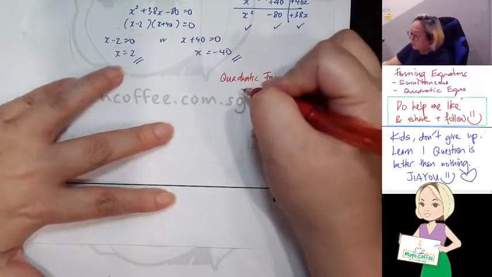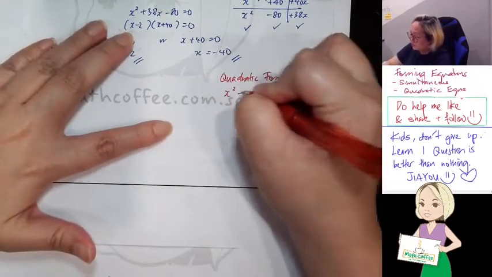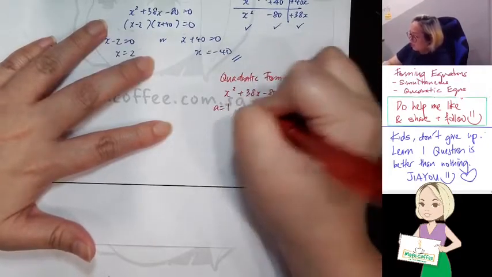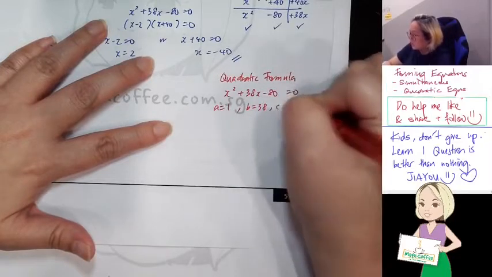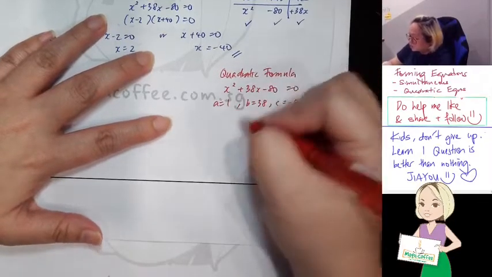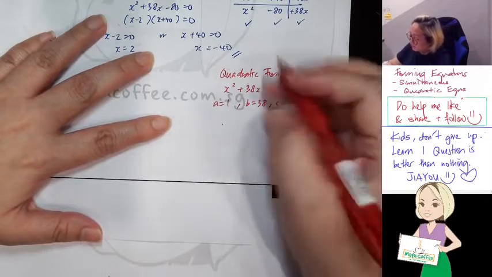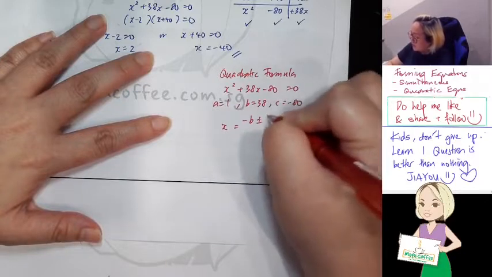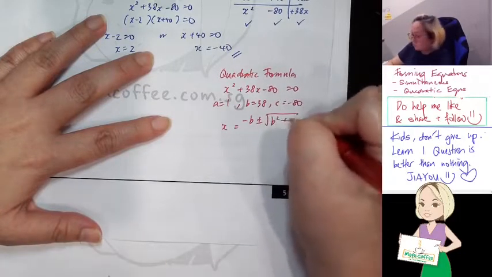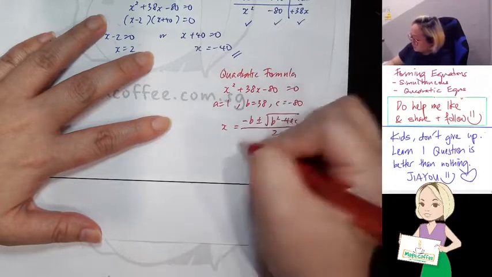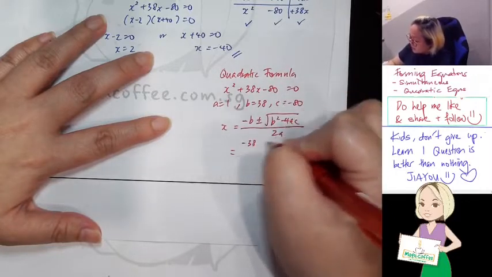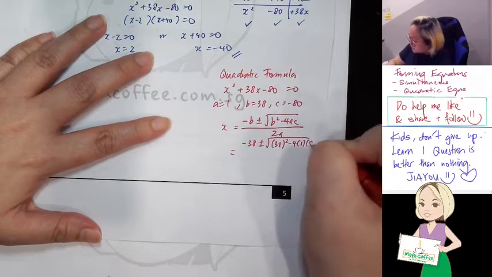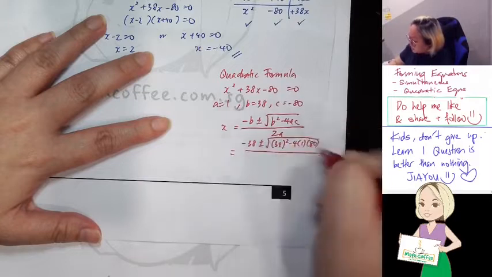So quadratic formula means, okay, I'm going to write the equation first: x squared plus 38x minus 80 equals to 0. So my a is 1, my b is 38, and my c is minus 80. So my quadratic formula will be x equals to minus b plus minus square root of b squared minus 4ac, over 2a. So it becomes minus 38 plus minus square root of b squared minus 4ac, over 2a.